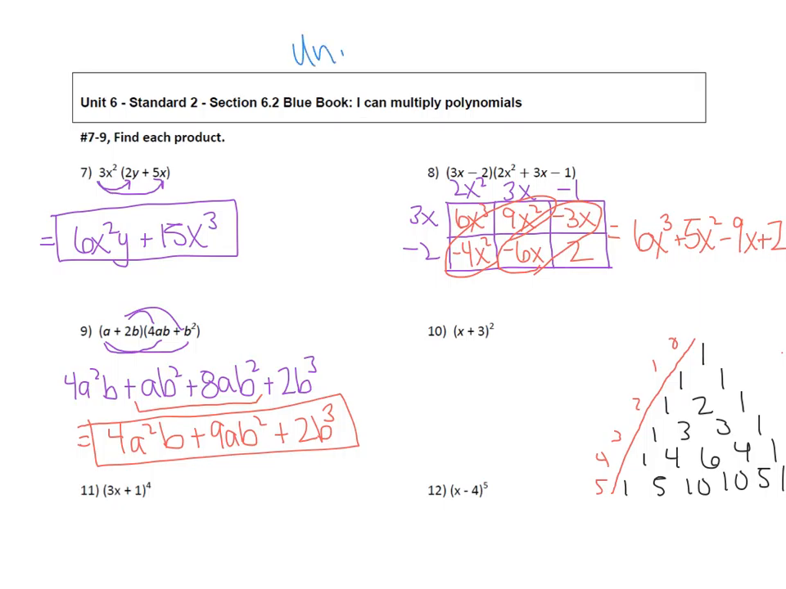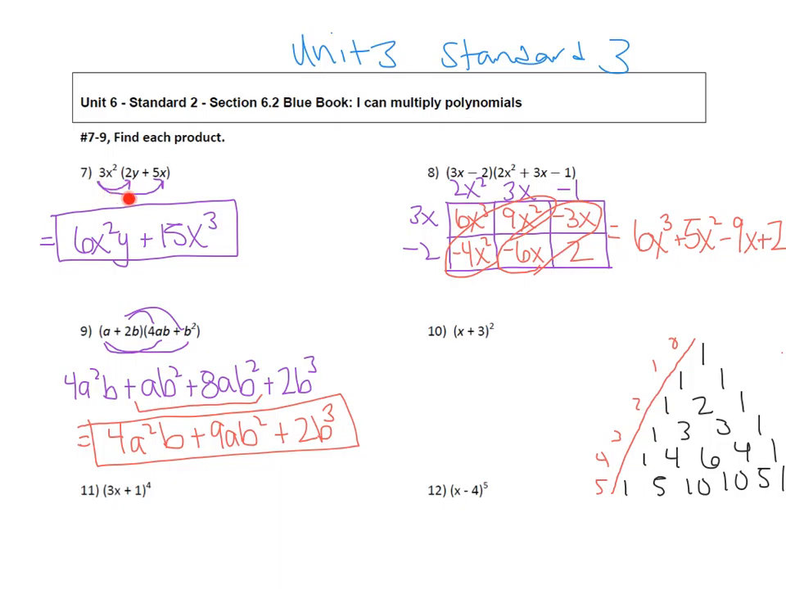So, Unit 3, Standard 3 will definitely give you more examples if you need more help with this. So number 7, I want you to focus on that one. It's a one term multiplied by a binomial.